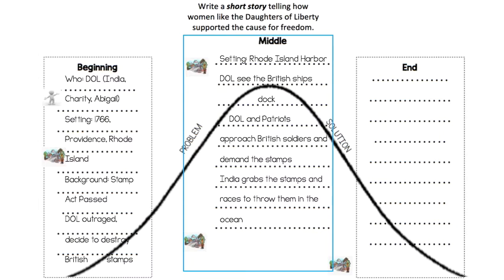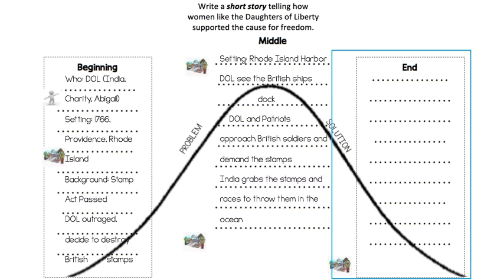This next part is where I'm getting creative. In my story, India, one of my characters, will grab the stamps and race to throw them into the ocean in order to destroy them. So this racing to throw them in the ocean, this is my climax. This is the most exciting part of my story and how our problem of the Stamp Act is solved.